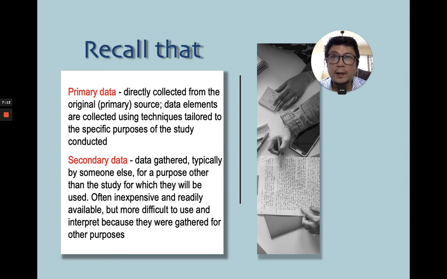So while the secondary data might be relevant and still useful to your study, they may not fully or directly answer all of your data requirements. In that sense, they're more difficult to use and more difficult to interpret, because the purposes for which the secondary data was collected is very different from yours.